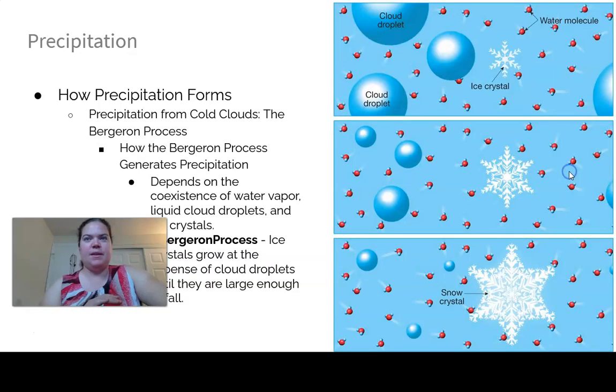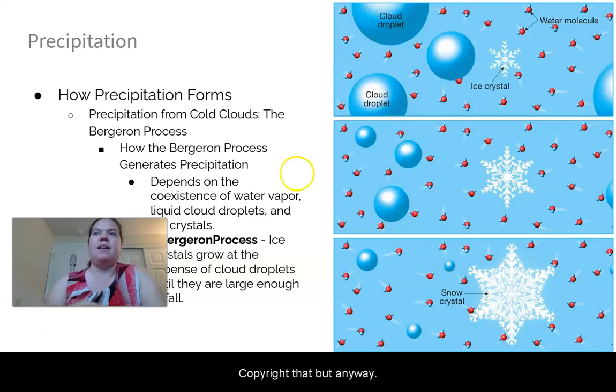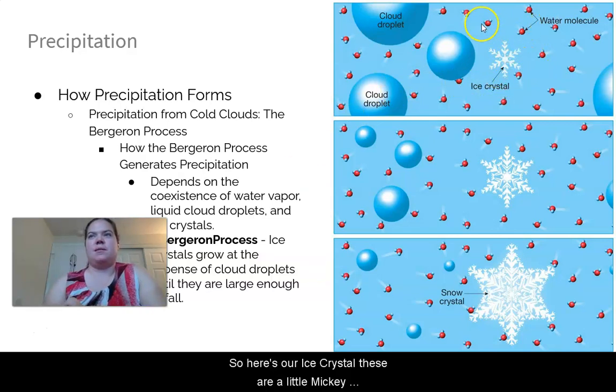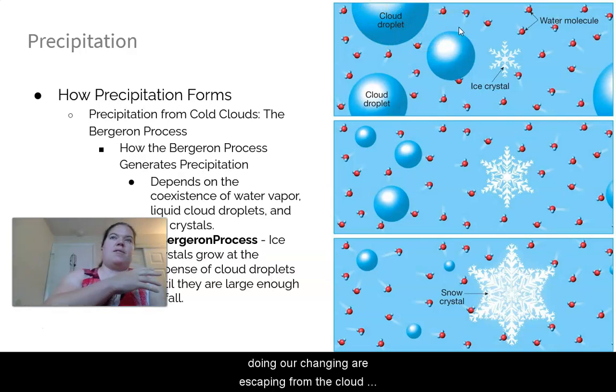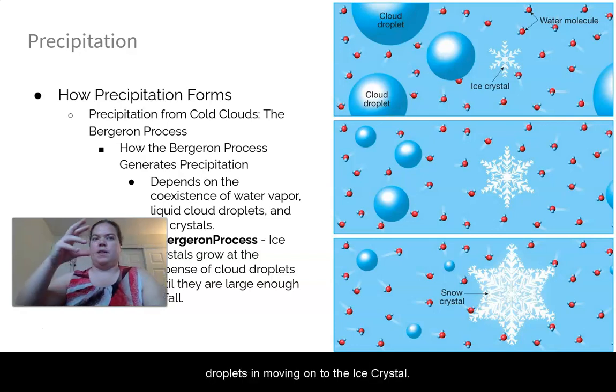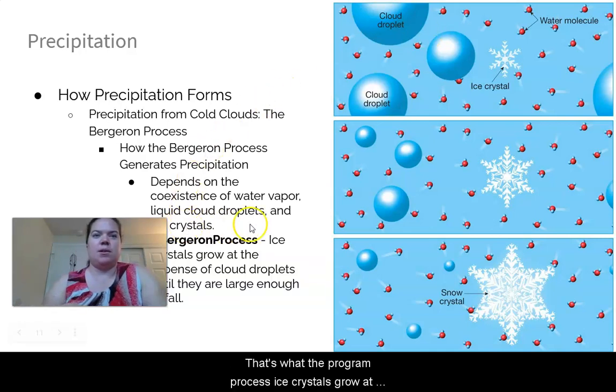So I'll show you right here. Here's a picture. I like to call this the vampire process. I should copyright that, but anyway. Here's our ice crystal. These are our little Mickey Mouses, again, not a sponsor. They are water molecules, and these are our cloud droplets. So all the water molecules are escaping from the cloud droplets and moving onto the ice crystal, okay? So the ice crystal grows at the expense of the cloud droplets. That's what the Bergeron process says. Ice crystals grow at the expense of cloud droplets until they're large enough to fall.